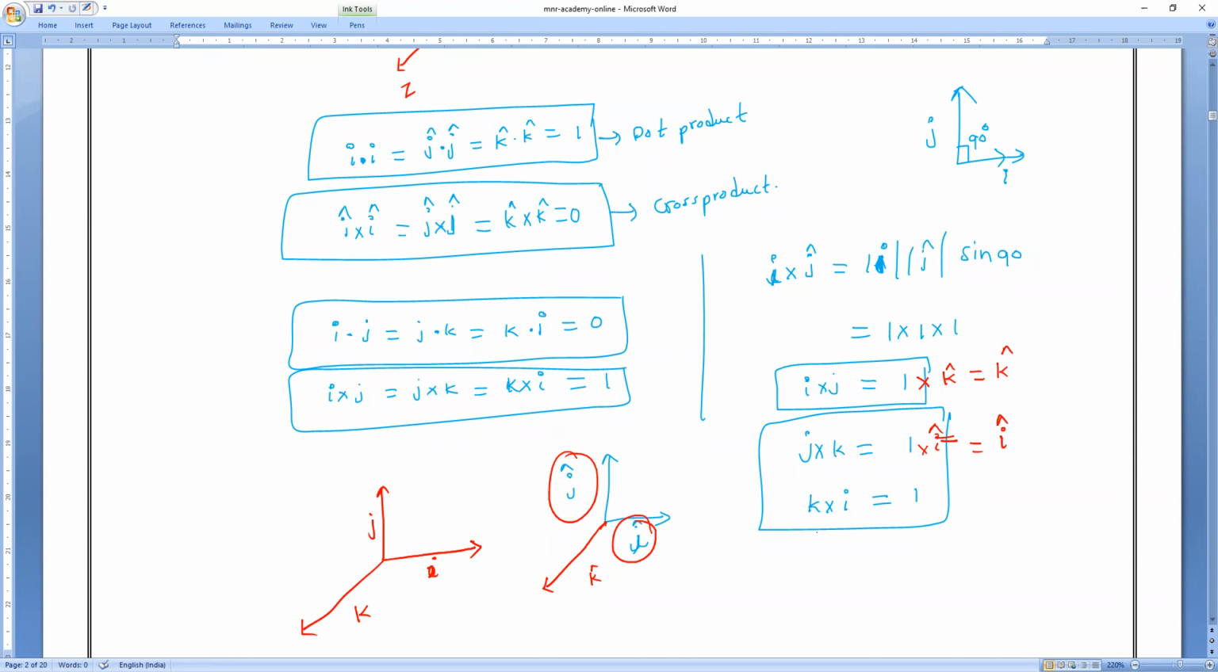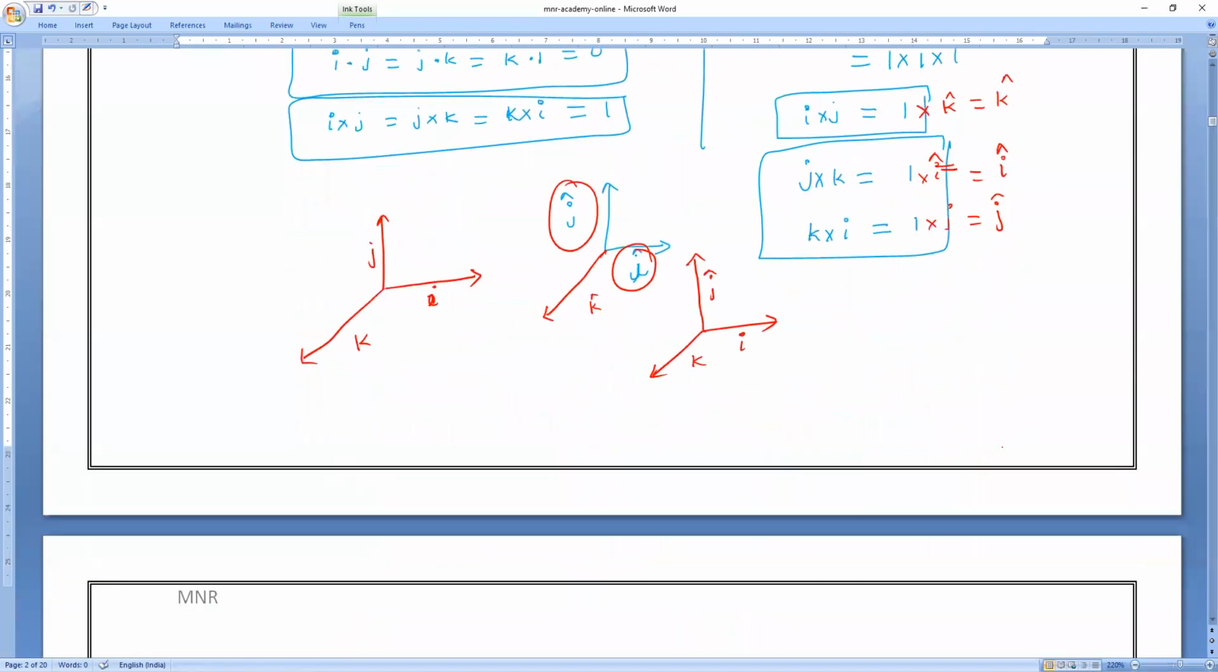Now, same way, K into I. Now, this is K and this is I. Then what is the resultant force? Perpendicular to them. What is that? All of you, J cap. Yes, J cap. That is the answer. Purima, Rudreswa, what I am saying.